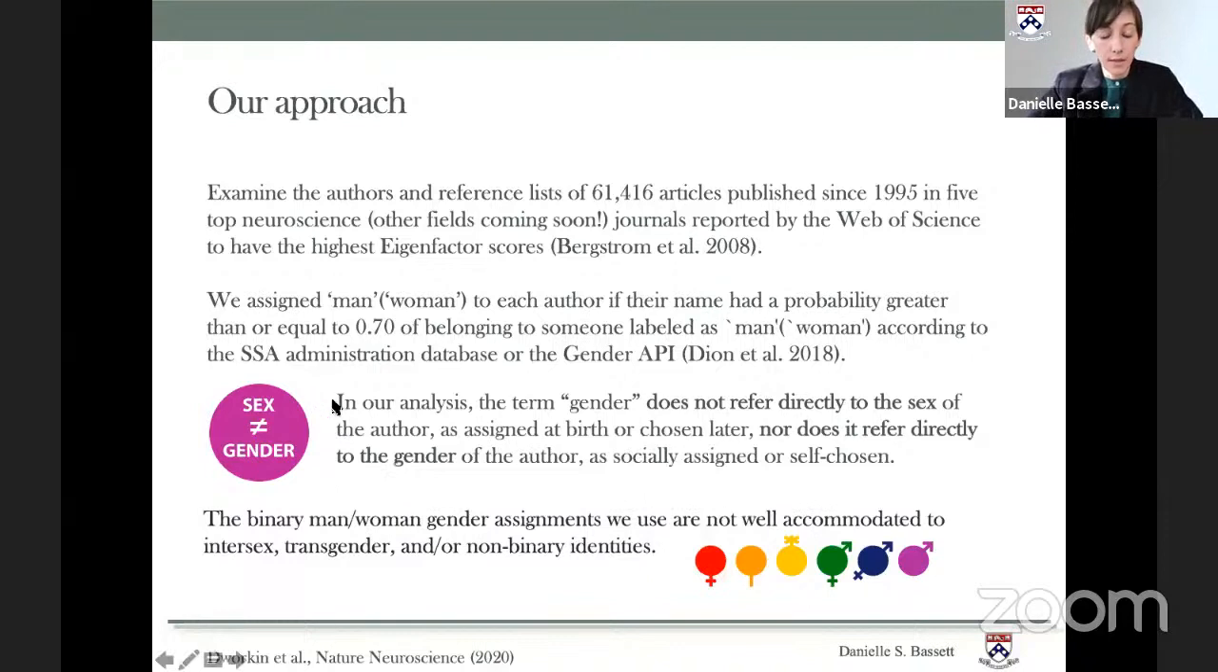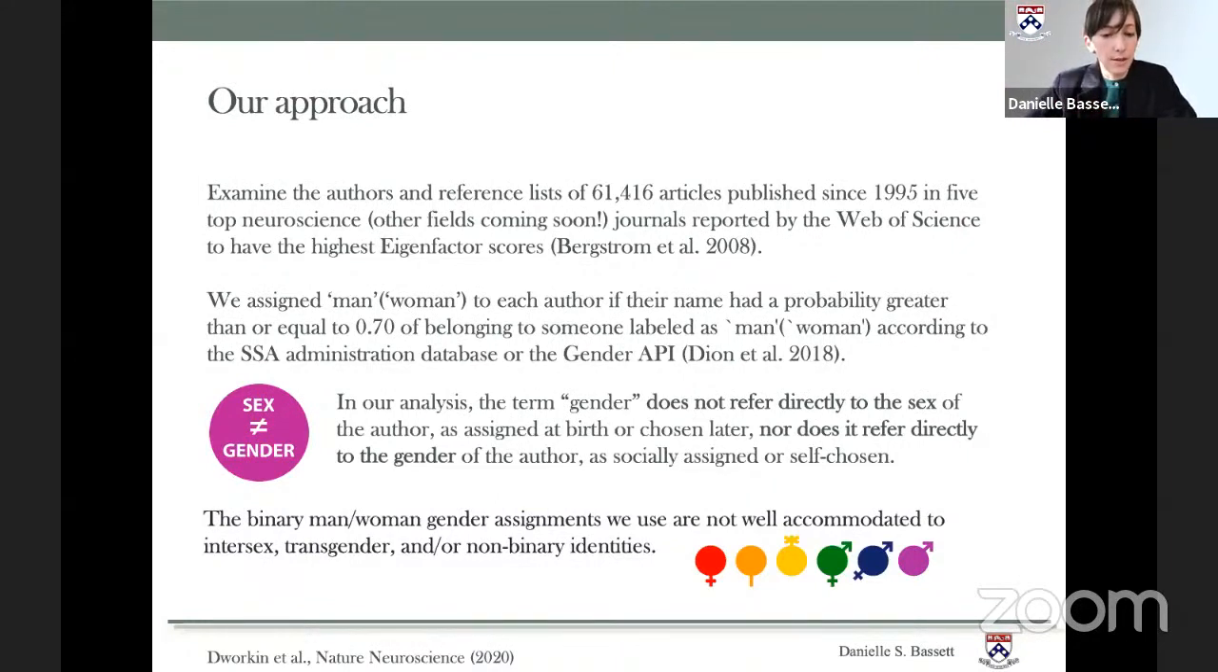So one important fact before I go any farther is to describe the limitations of the approach. In our analysis, this term gender does not refer directly to the sex of the author as assigned at birth or chosen later, nor does it refer directly to the gender of the author as socially assigned or self-chosen. It's simply the probability of the name being assigned to a man or a woman. So it's related to the name bias that I described in the third study earlier.